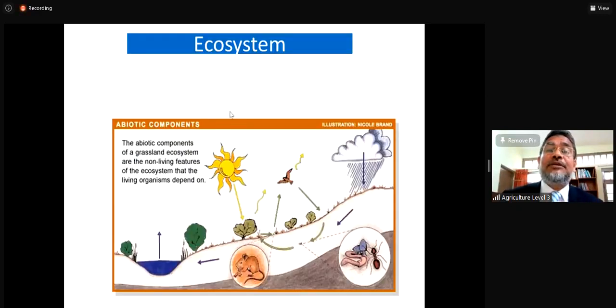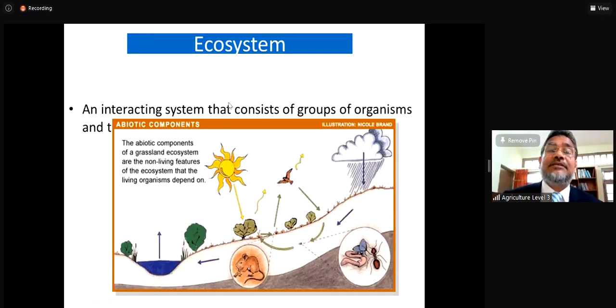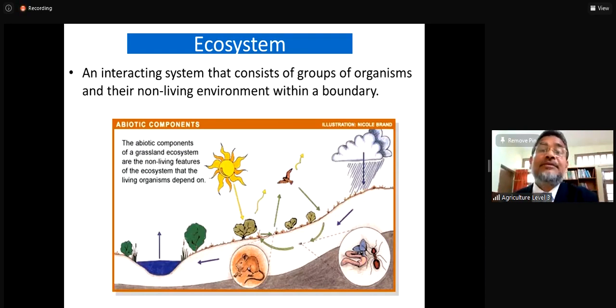So come to the ecosystem. What is ecosystem? Ecosystem, this term I already told you. Ecosystem is an interacting system that consists of a group of organisms and their living environment within a boundary. All the time we are talking about the interactions between the organisms and the environment, living or non-living environment. So that is ecosystem.